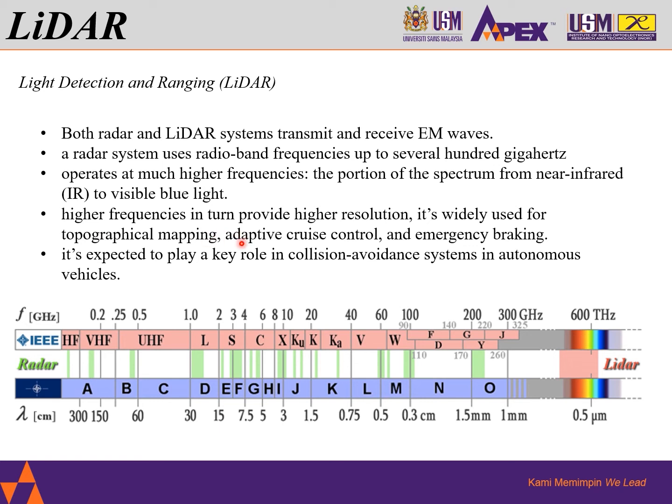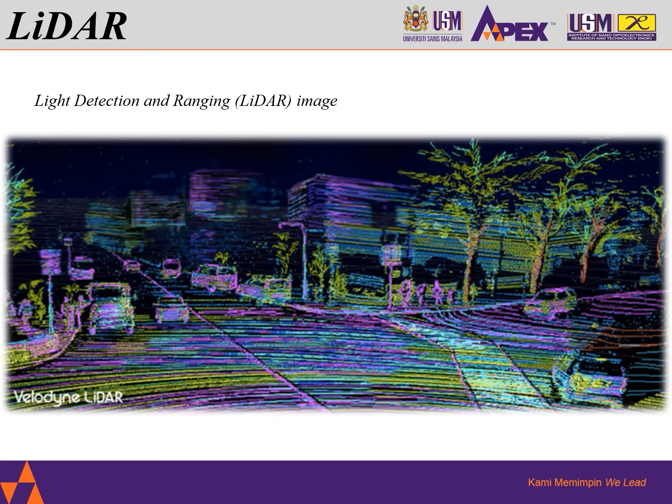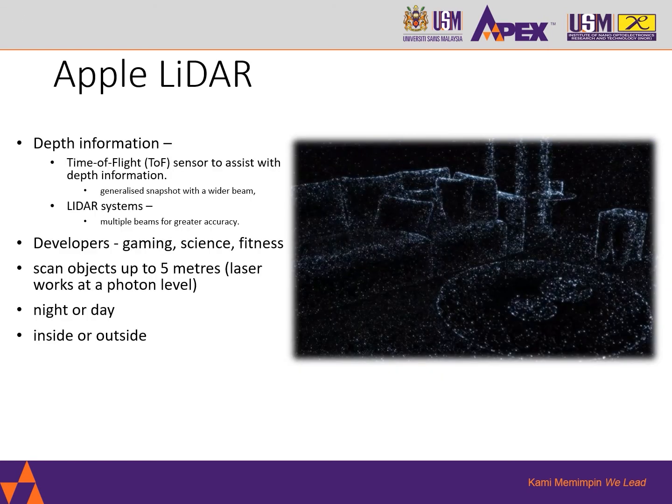Because of these higher frequencies, LiDAR provides high resolution, and it is widely used for topological mapping, adaptive cruise control, and also emergency braking. It is expected to play a key role in collision avoiding systems in autonomous vehicles. This is an example of a light detection and ranging image obtained by using LiDAR. And of course, the recent one that we know is Apple LiDAR, which was used in the iPhone 12 or the new generation iPad.